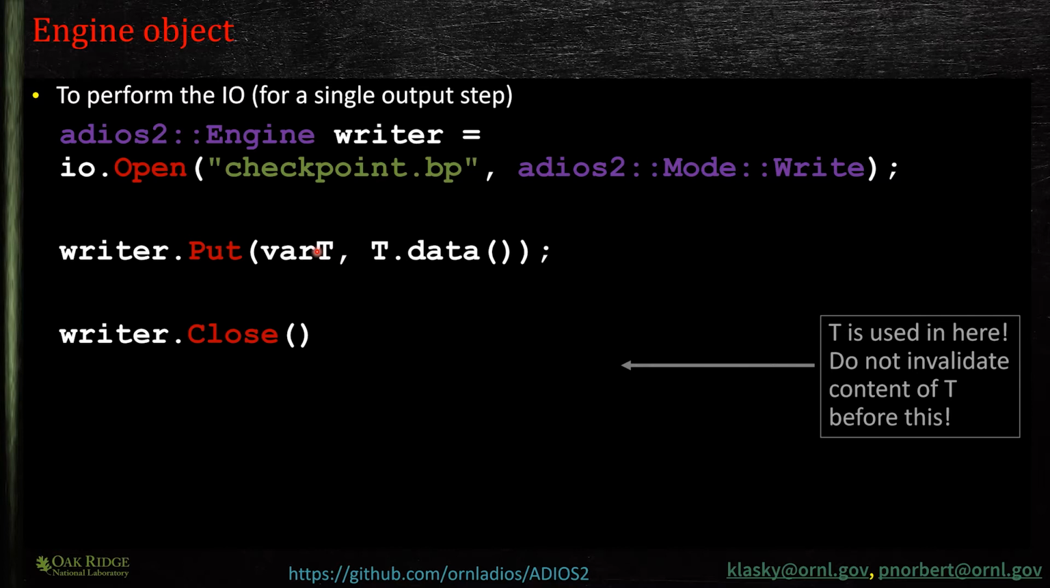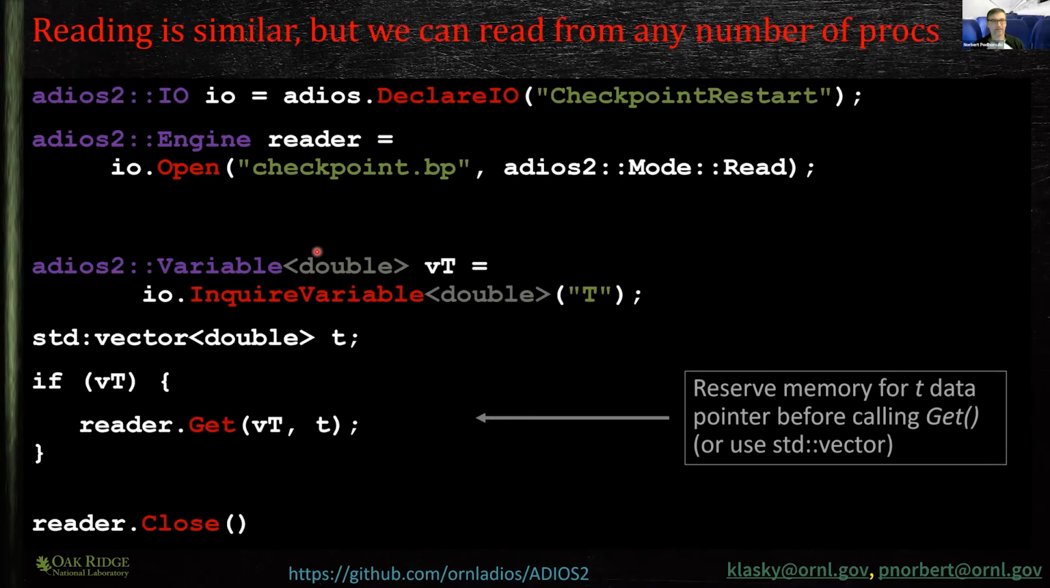So this was just the checkpoint. And if you want to read back the checkpoint, it's very similar. Instead of defining, you create an IO object again, and then you create the engine in read mode. It opens up the file, and now you can inquire the variables in the file instead of defining the variables yourself. So now you are looking for the double T variable.